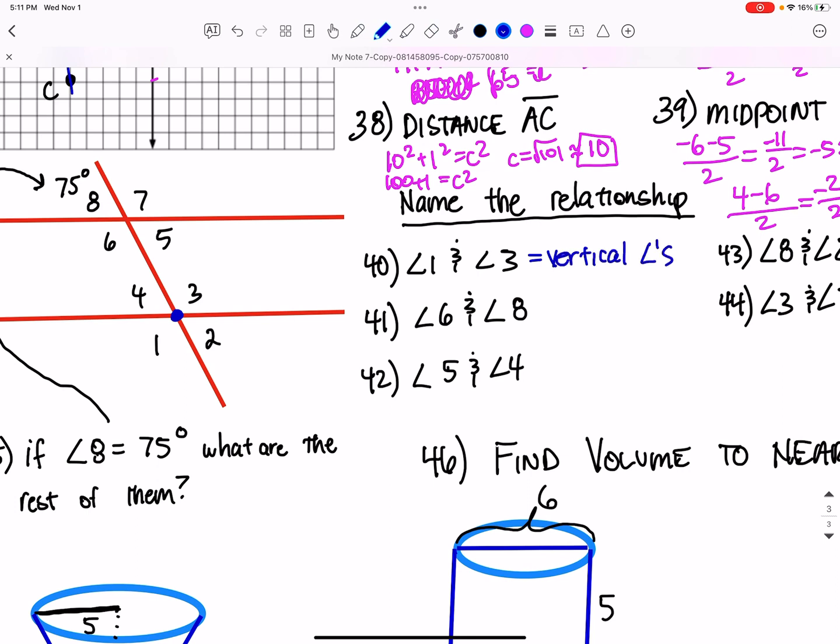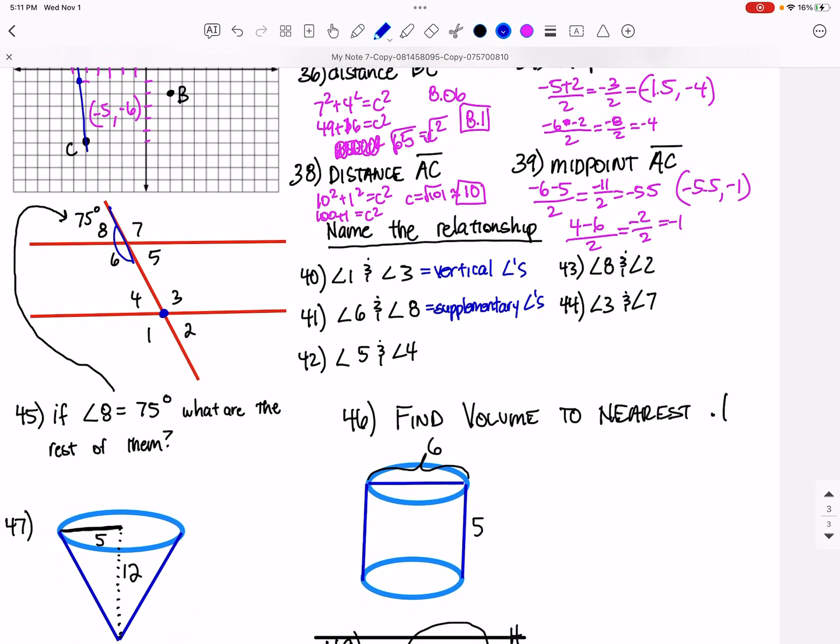I'll just put angles instead of writing the word. 6 and 8 make a straight line together. Those are supplementary angles. Supplements get you all the way to where you need to go. Supplementary angles, so they add up to 180.